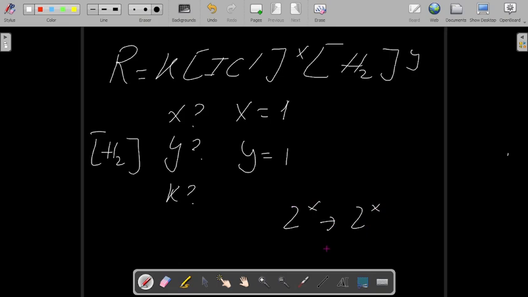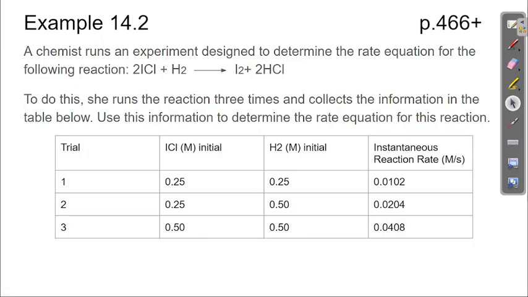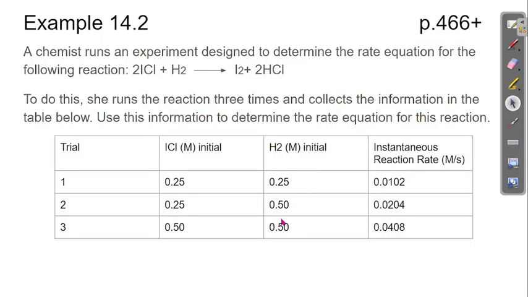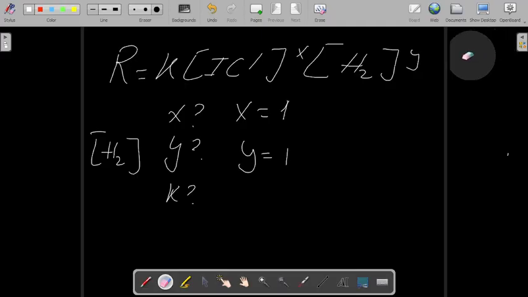How do we calculate K? Well, you can use any trial to calculate K and stick with the numbers in the same trial. So let's see, I think the book uses trial 1, but you could use all the numbers in trial 2 or all the numbers in trial 3, and it would give you the same value. Let's check to see how this is done.